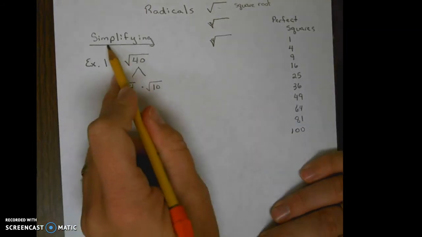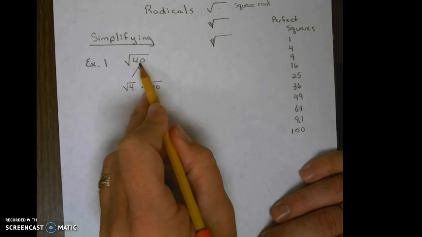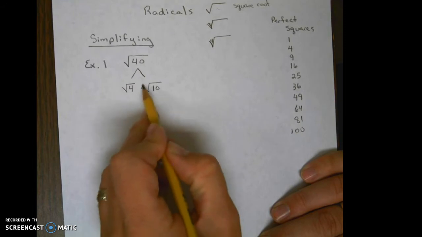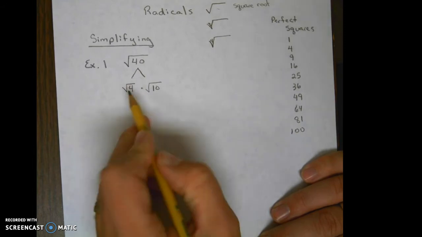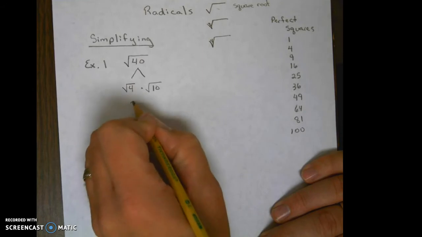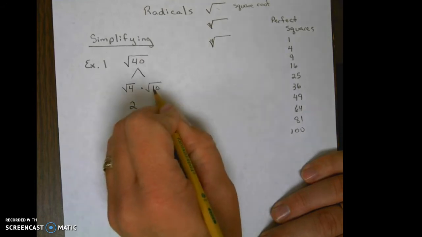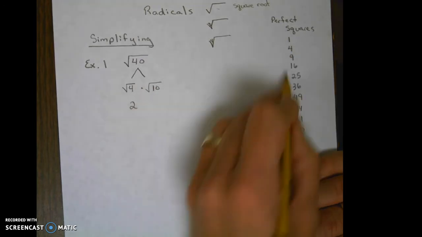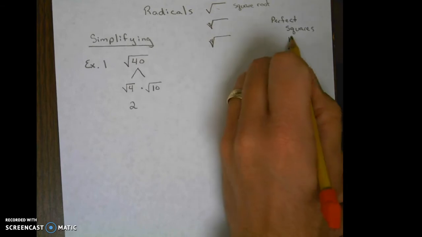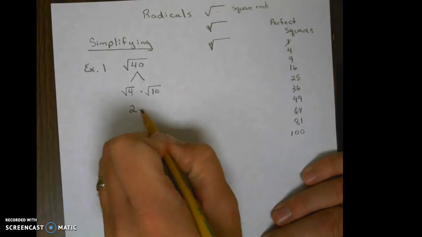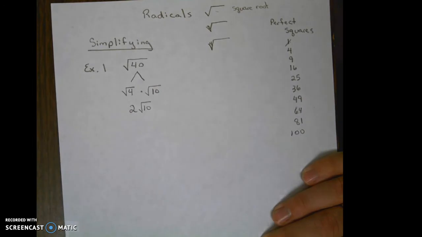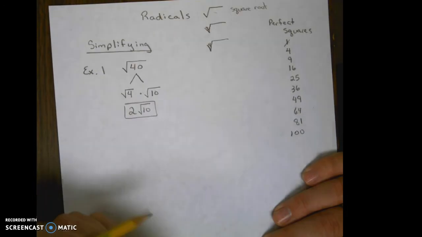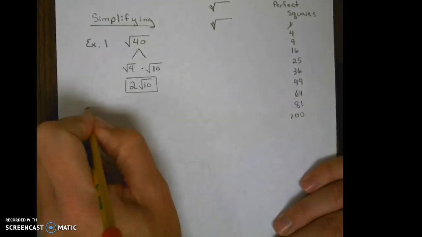Okay, so this is the process of simplifying, breaking the number down into 2 factors, where one of them is a perfect square. So the square root of 4 is 2 because 2 times 2 is 4, and the square root of 10 cannot be simplified. It does not have any factors that are perfect squares, except for 1. And so that's how you simplify the square root of 40. Now remember, we're simplifying.